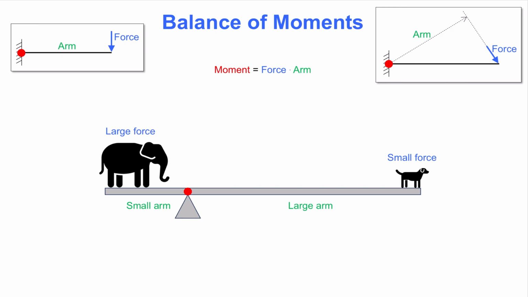Now consider this seesaw. A quick glance tells us that it might be in equilibrium. That is because we intuitively consider moment equilibrium by the support, and observe that the moment of the heavy elephant on the left-hand side, that acts with a small arm, might very well equal the moment from the lighter dog because that force acts with a larger arm.